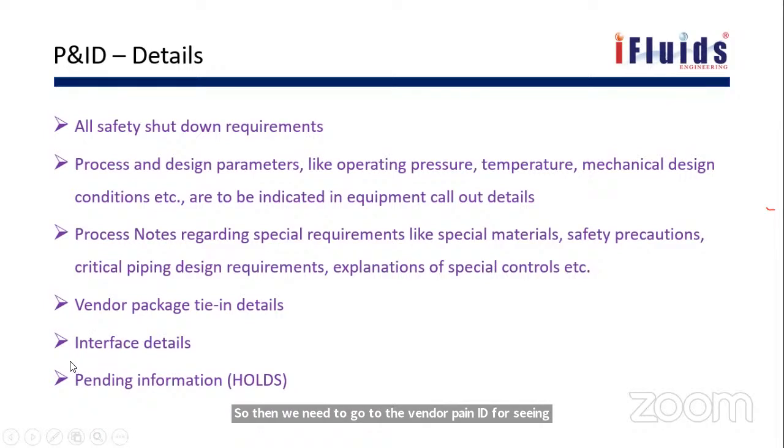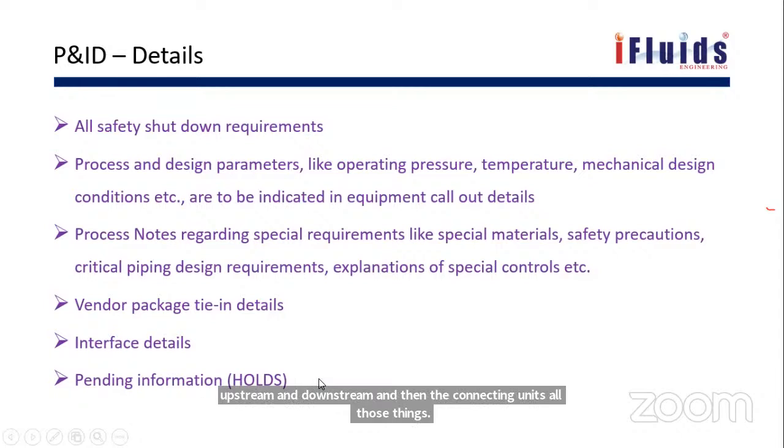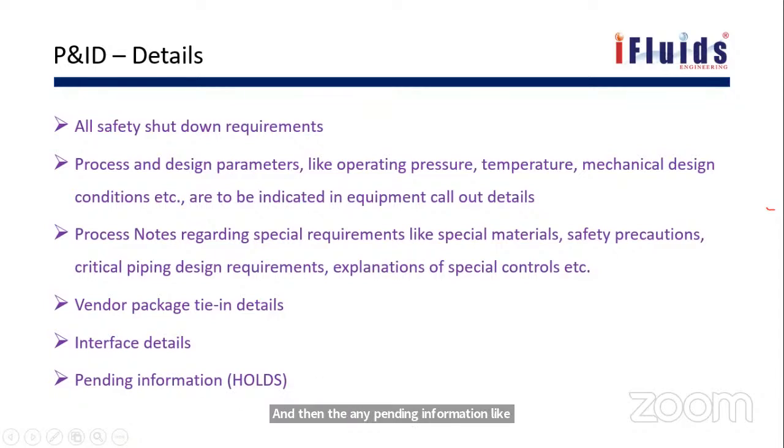And then the interface details. Interface means the upstream and downstream and the connecting units. And then any pending information. For example, engineering activity will proceed phase-wise, like 30%, 60%, and 90%. You may issue a data sheet for procurement or inquiry at the 30% stage for a long-lead item. For example, if you want to mention the capacity or duty of the exchanger, you will know only preliminary data, but once the vendor gives the data, that will be the final data.